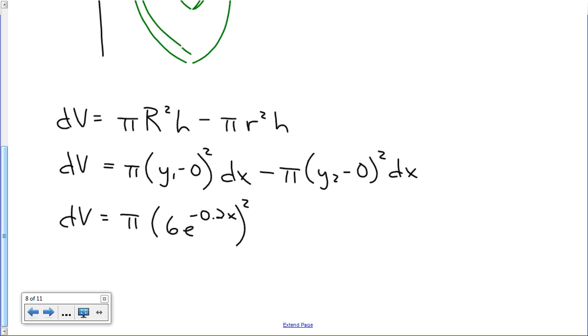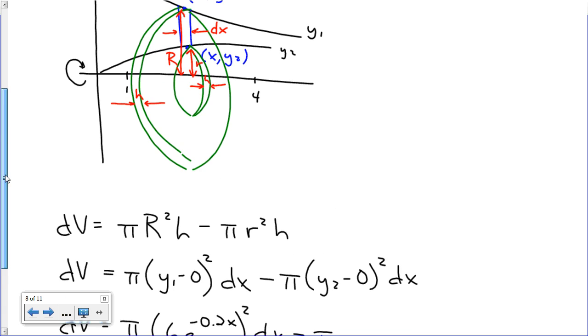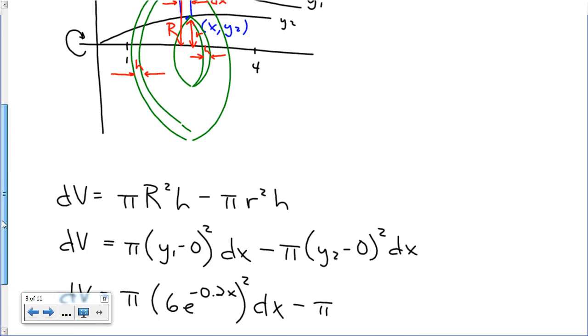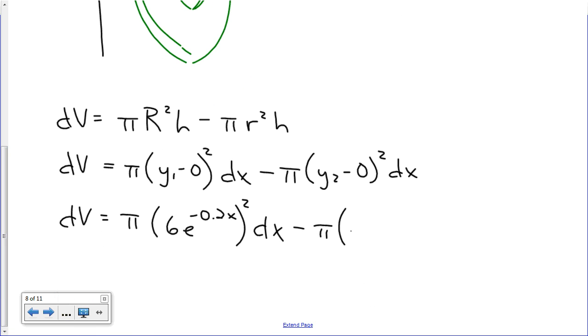And we'll leave off the 0 there, so it's just 6 times e to the negative 0.2x quantity squared times dx, minus pi times, take care of the second disk here, the smaller of the two. y2 now is on this square root function. So y2 is the square root of x, so it's the square root of x quantity squared. Again, I'll leave off the 0 there, times dx.